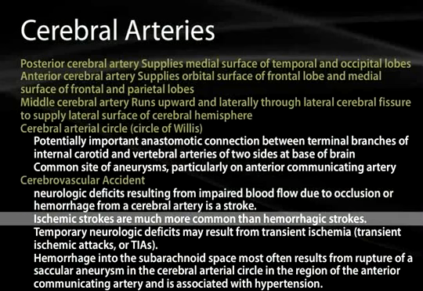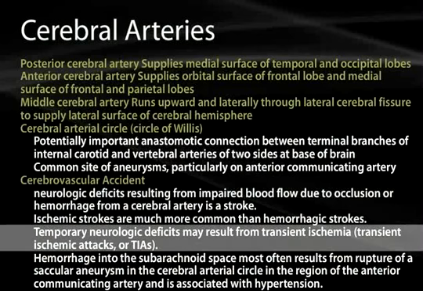If there's a cerebrovascular accident, there's going to be neurological deficits resulting from the impaired blood flow due to occlusions or hemorrhage that would be open or closed strokes. Ischemic strokes are going to be much more common than hemorrhagic strokes. The temporary neurologic deficits that result from transient ischemic attacks, or TIAs, can also be picked up.